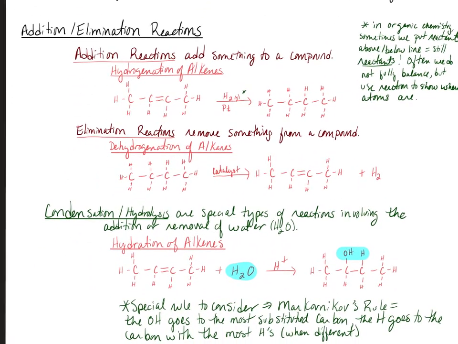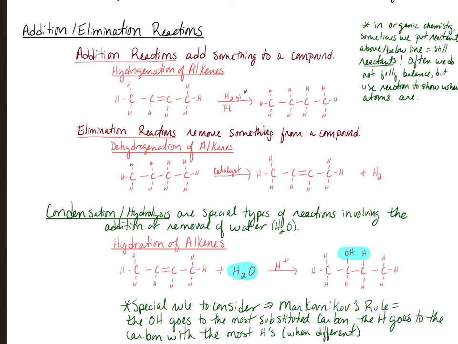Next, we have what's known as an addition or elimination reaction. It kind of follows with what the term says. Addition reactions add something to a compound. The easiest version of this is to consider a C-C double bond. There's different types of reactants that we can have here, but as an example, one more commonly used is called a hydrogenation of alkenes, or a hydrogenation reaction.